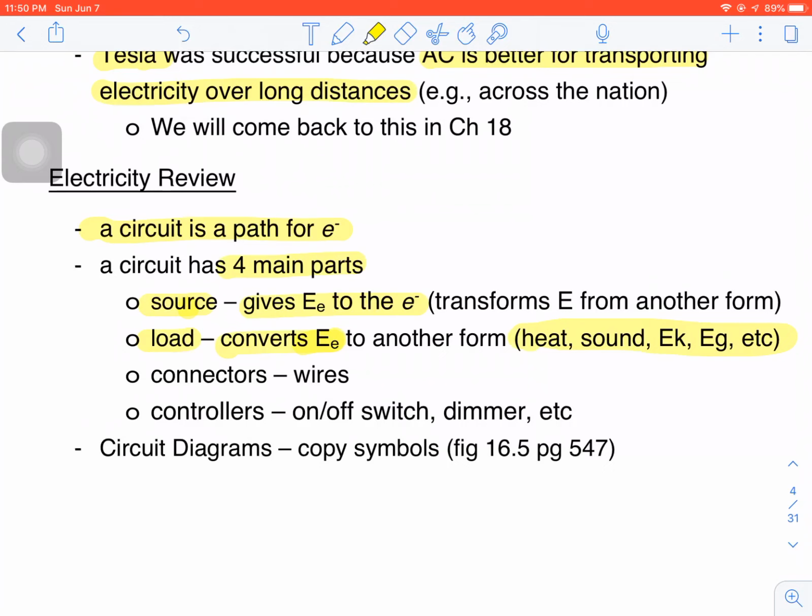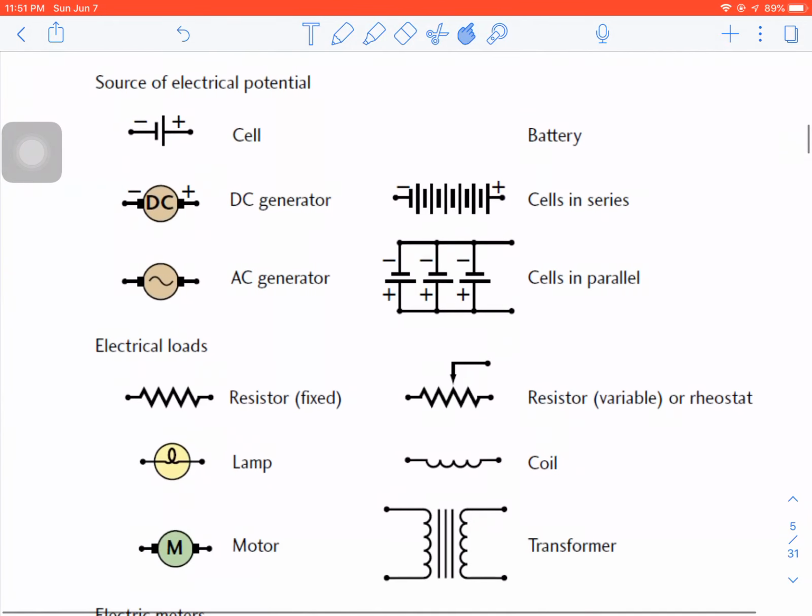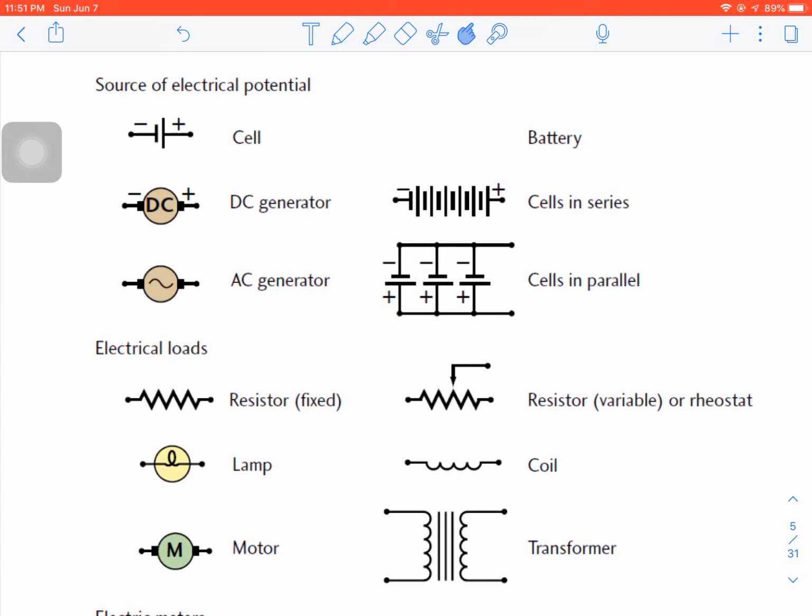For the electrons to move from the source to the load and back, I need wires or connectors. And then I also need controllers. Controllers are things that will be put in our circuits that can turn the circuit on or off. I can speed up or slow down the rate of electron flow using things like dimmer switches and other more sophisticated pieces of equipment.